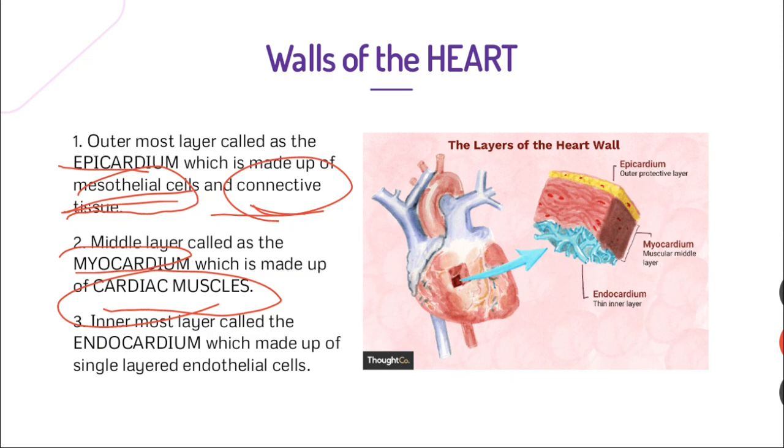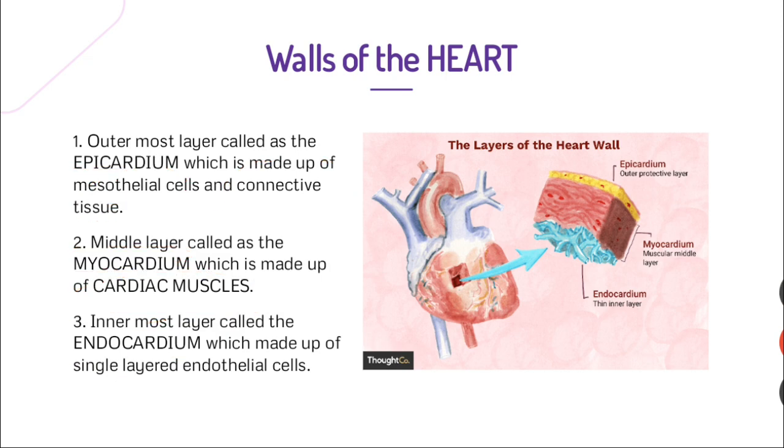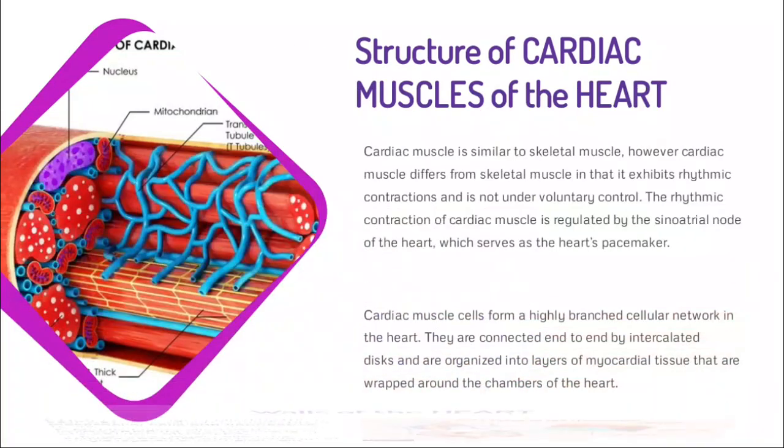Okay, and the skeletal muscles are attached to the skeleton, and the cardiac muscles are present only in the heart, and it is the specific feature of these cardiac muscles to be present in the heart. Next one, innermost layer is called your endocardium, and it is made up of single layered endothelial cells. So these are about the walls of the heart, not valves, walls.